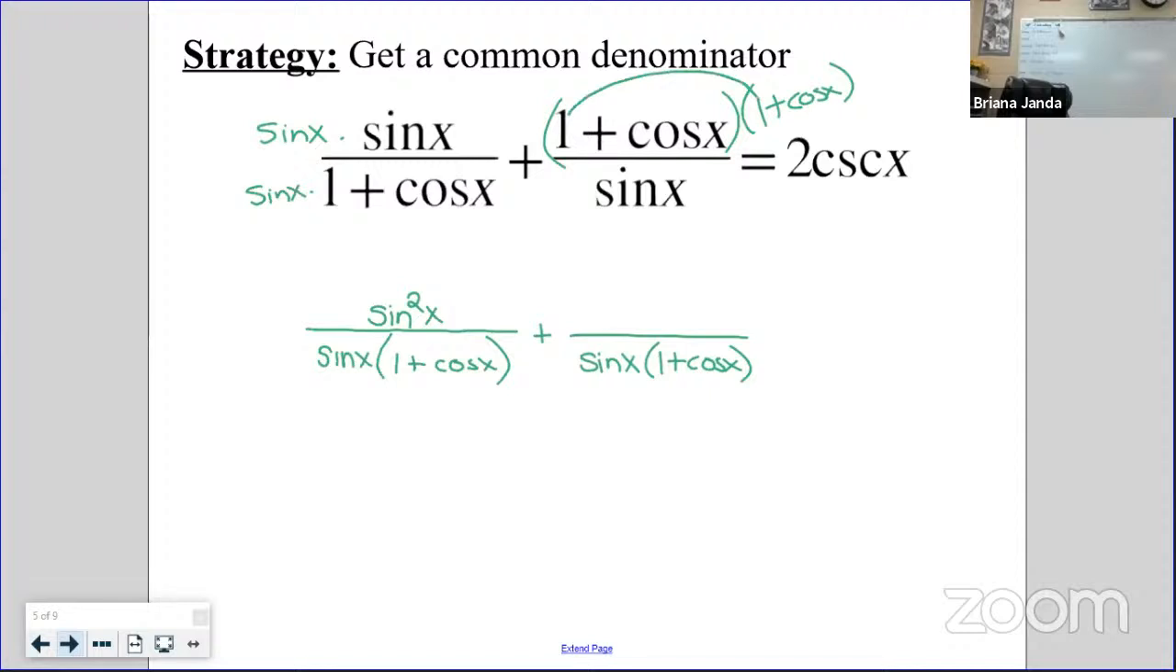1 times 1 is 1. Actually, I'm going to write this up one step higher here. 1 times cosine of x is cosine of x. Cosine of x times 1 is cosine of x. And cosine times cosine is cosine squared. I can clean this up just a little bit: that cosine of x plus cosine of x is two of those, right? It'd be like x plus x is 2x. Cosine plus cosine is two cosines.